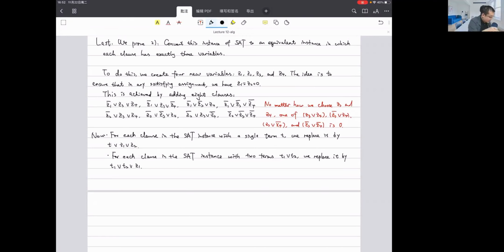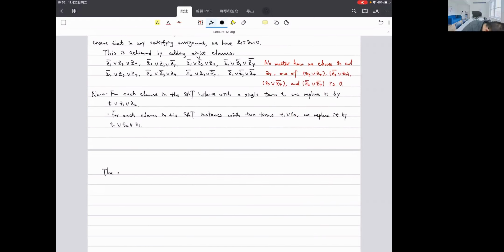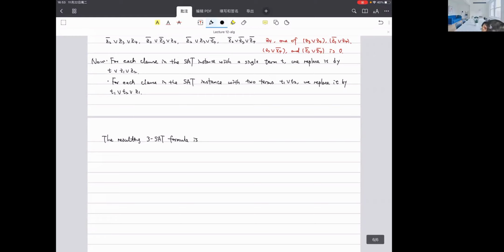And we clearly see that this resulting 3-SAT formula is equivalent to the SAT formula with at most 3 variables in each clause. And this just finishes the whole proof of the Cook-Levin theorem.